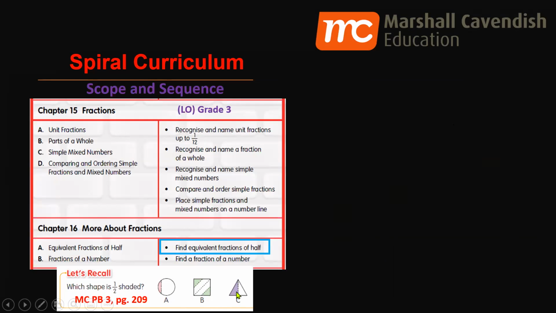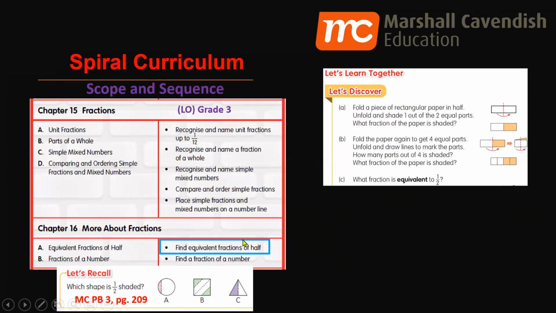So they need to identify which one is actually half. And then there is an activity for them to discover equivalent fractions of half. So you have a strip of paper here that is folded into 2. All right, and then that's half. So what happens if each side is further folded into half?